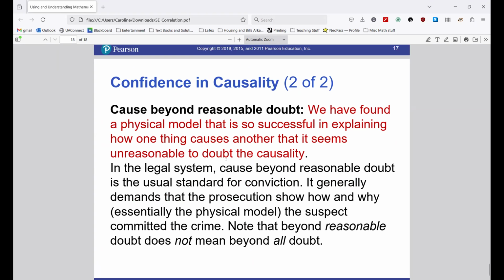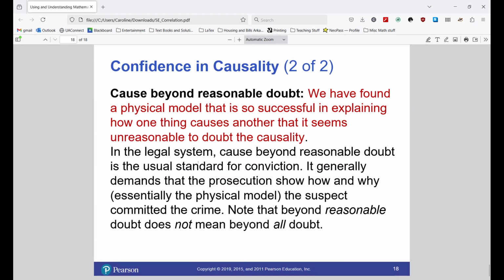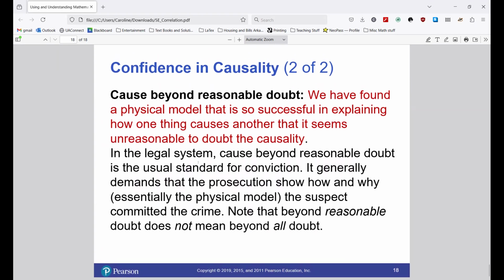Okay, so that's again how causality plays a part in the real world. And that is going to be the end of our causality and correlation section. We are going to change subjects, chapters and sections when we get back, hopefully in person next week.